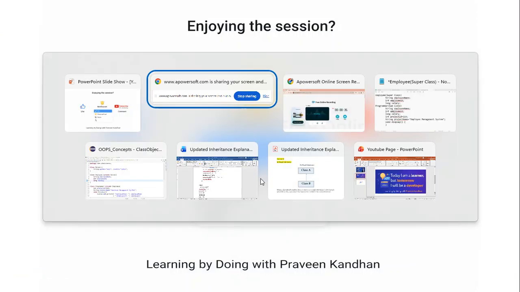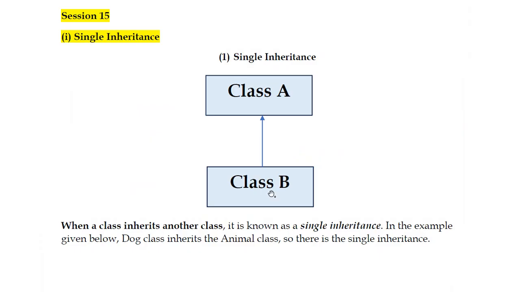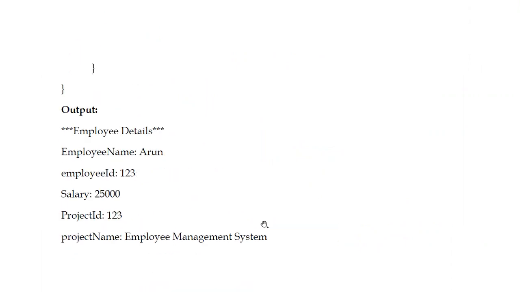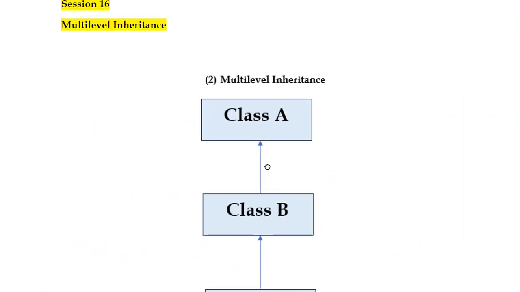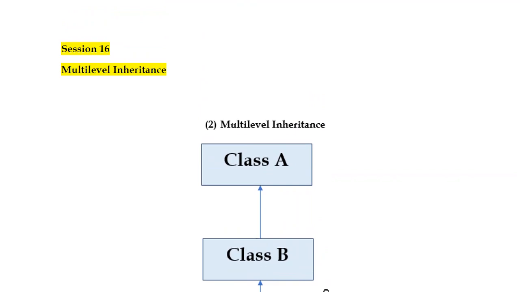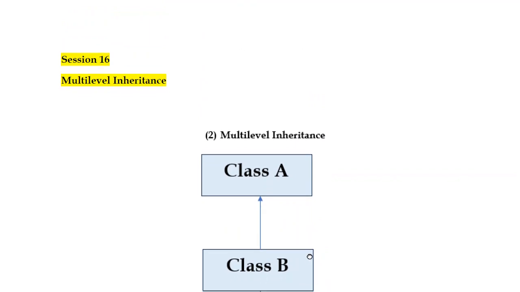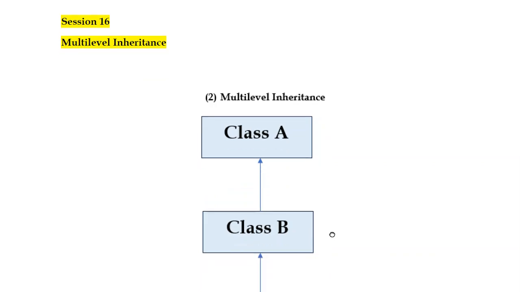Let's get started. In our previous session, we discussed single inheritance. In this session, we'll discuss multi-level inheritance, which we already clearly explained in session number 41. If you're saying class A to class B, it looks like a single inheritance.